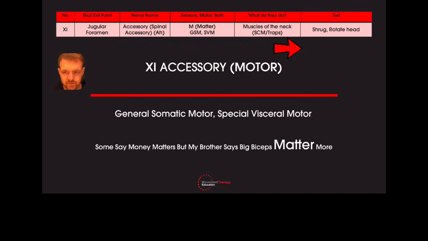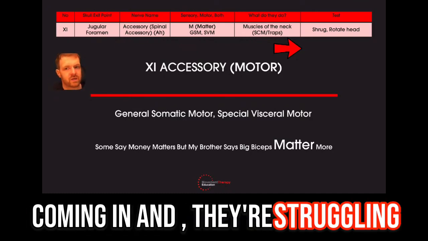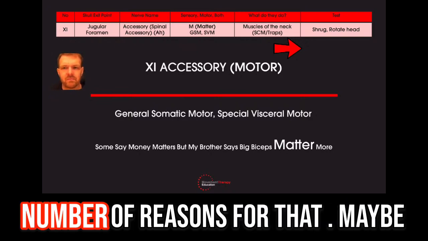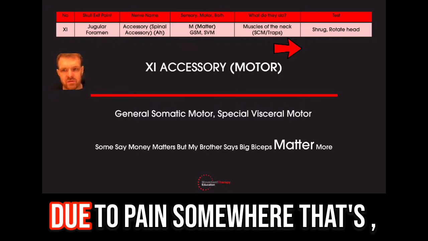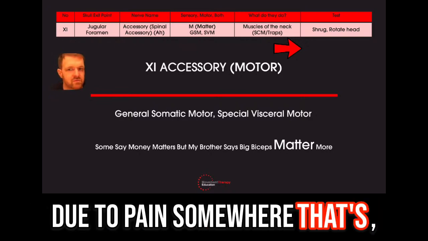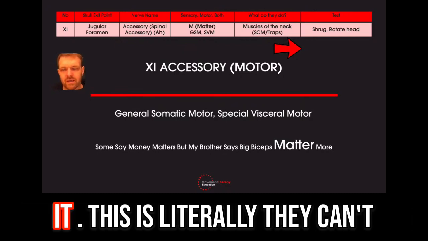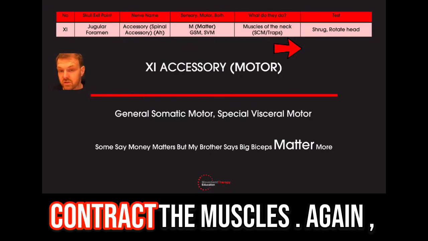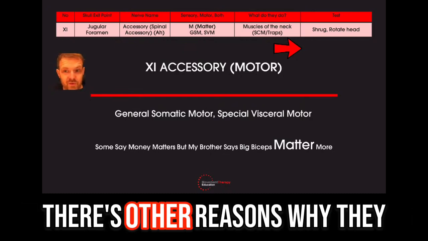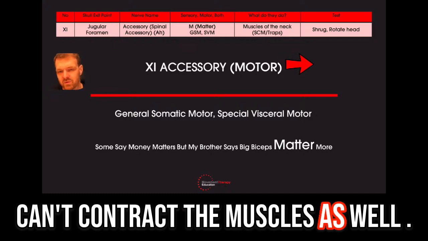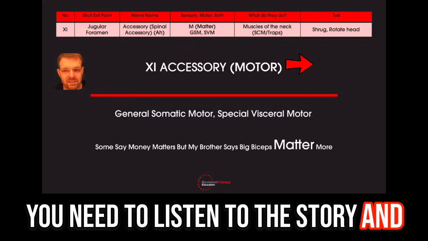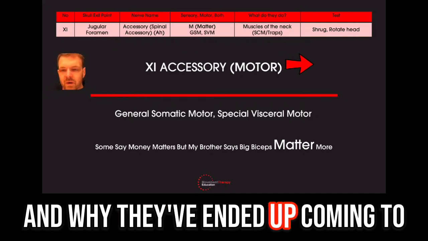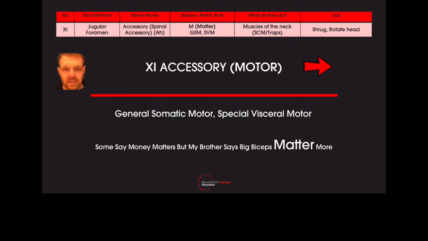If someone's coming in and they're struggling turning their head, there may be a number of reasons for that. Maybe due to pain somewhere that they're guarding and not able to do it. This is literally they can't contract the muscles. Again, there's other reasons why they can't contract the muscles as well. You need to listen to the story and why they've ended up coming to your door as well.